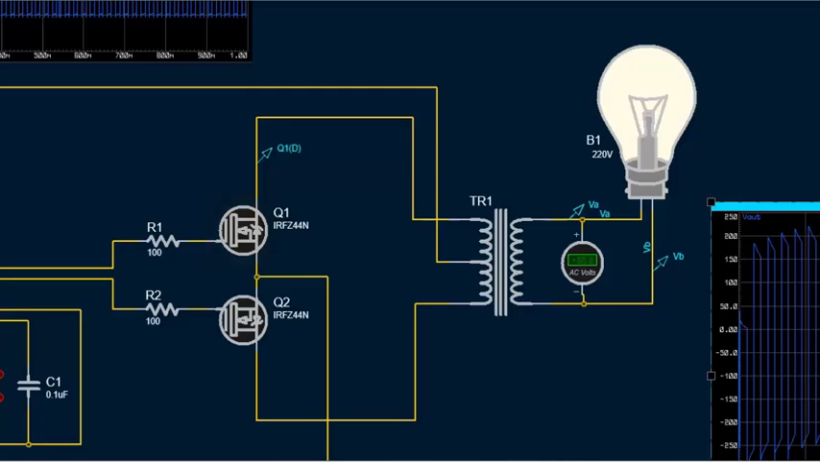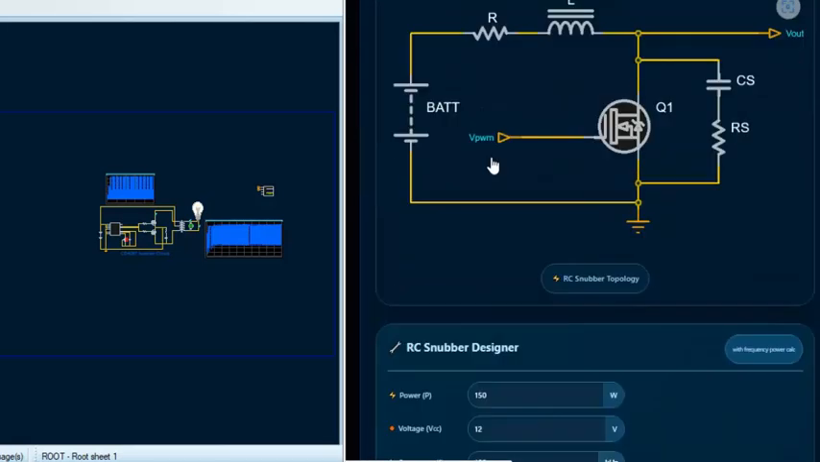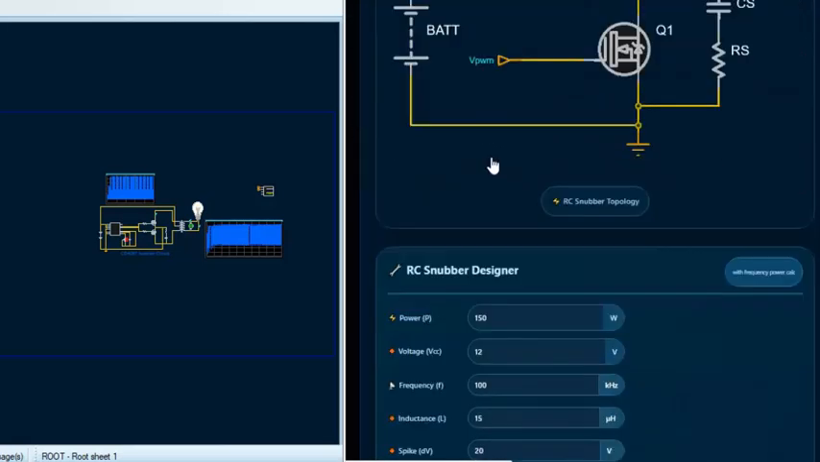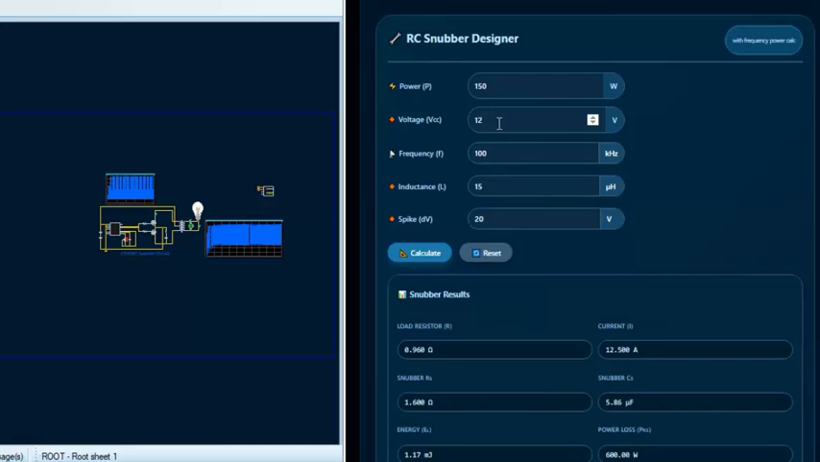Now I will place the RC Snubber circuit across the drain and source of each MOSFET. To calculate the resistor R and capacitor C values, I will use an online RC Snubber calculator. The link to this Snubber calculator is provided in the video description section below.